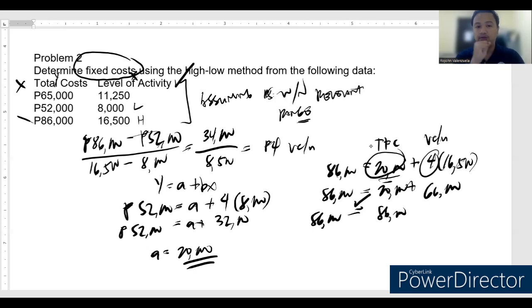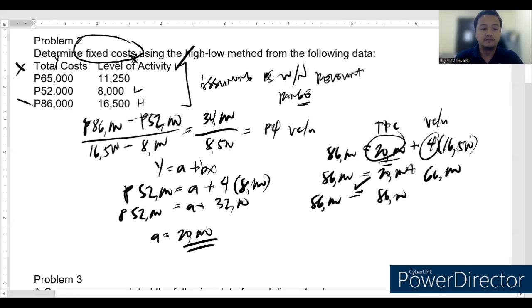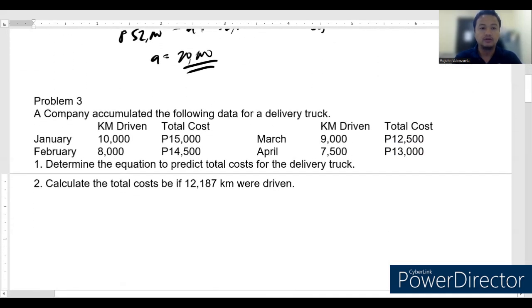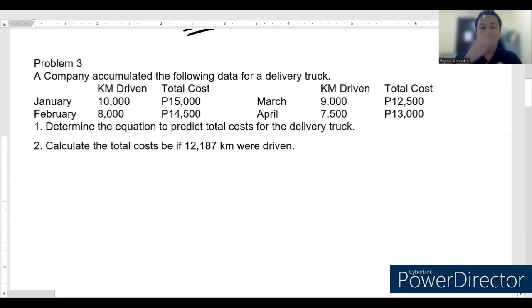Nakadalawang problem ka. Nag-gets mo na yung high-low method natin. Now, what else? Baka meron pa tayong iba pang problem dito. Yan. Okay, so ito medyo may ibang information na. Sige. Okay, problem 3 naman tayo. So meron tayo ditong two questions, no? First is determine the equation to predict total cost for the delivery truck.